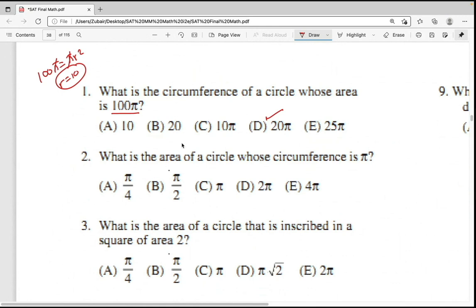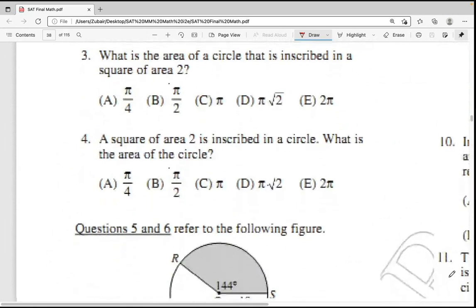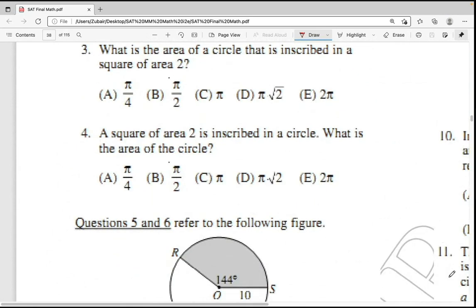Like obviously these are formulas, and maybe you'll have those formulas for 3D figures, but 2D figures you have to memorize. Try question number 4.